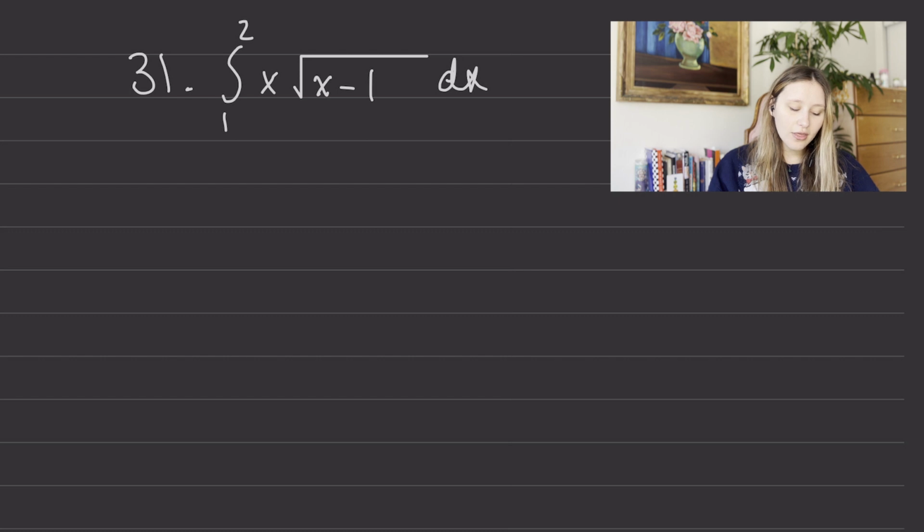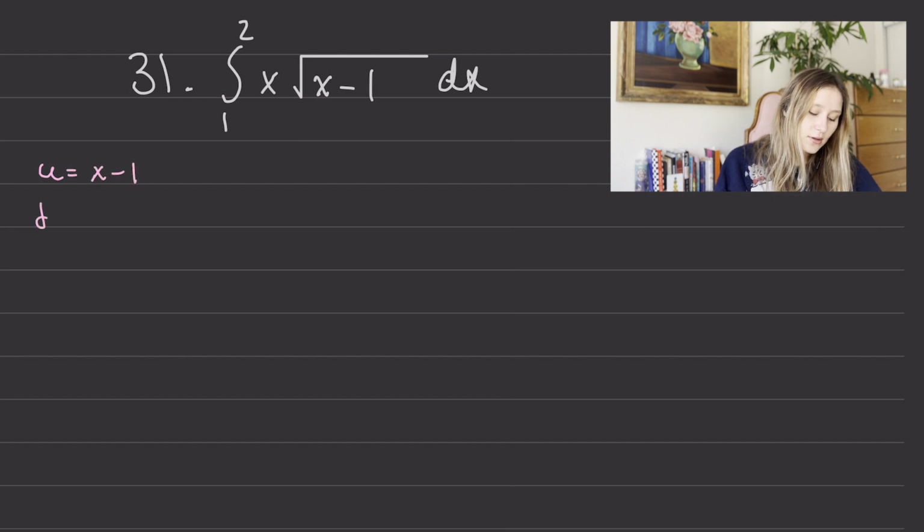Although this problem doesn't look straightforwardly like we should be using u substitution, I'm going to try it, because the derivative of this is 1, so the derivative isn't going to be too crazy to compute. So let's just try it. u equals x minus 1, du equals dx, and then x is going to be u plus 1.